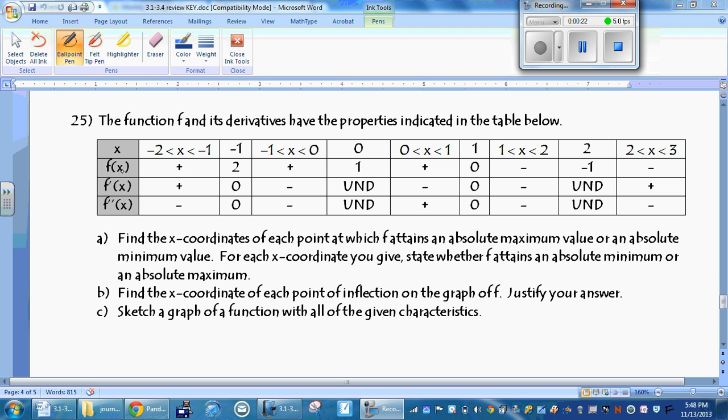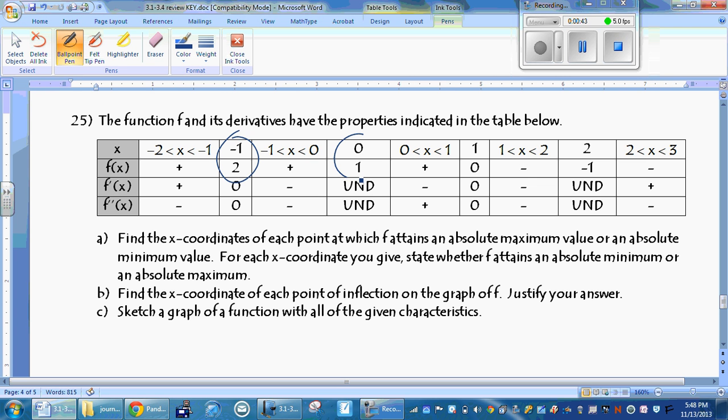First row here, I guess second row, f of x tells us the graph's going to be positive or above the y-axis from -2 to -1, above it from -1 to 0. It also gives us a point here at (-1, 2), gives us a point at (0, 1), (1, 0), (2, -1). So those are all points that we can plot on our graph when we're ready to sketch it.